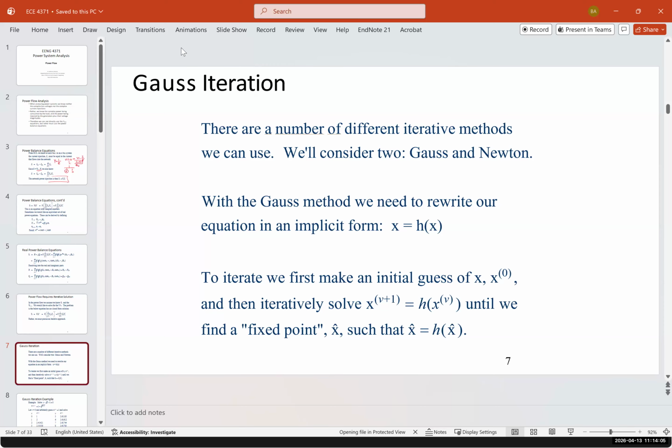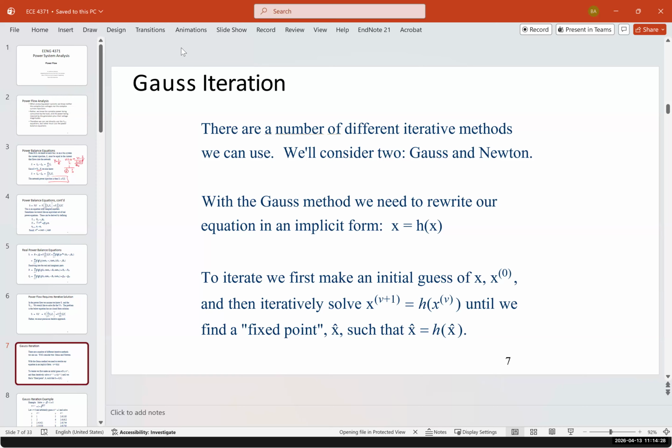Now, we have different types of iterative approaches that we can use. One of the most utilized ones is the Gauss iteration. And as mentioned, we have different methods, like Gauss, Newton, and so on.